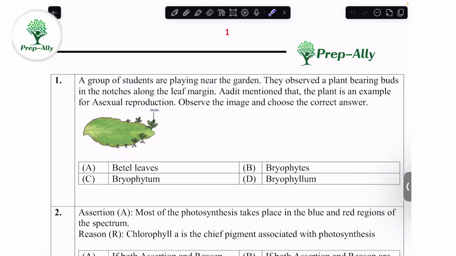So it's a very direct question actually. It's nothing but this. This is called Bryophyllum, right? So this leaf performs vegetative propagation, where it produces buds in the margins of the leaf, and each bud develops into a new individual. So that is vegetative propagation. It's a type of asexual reproduction. So the picture given here is Bryophyllum.